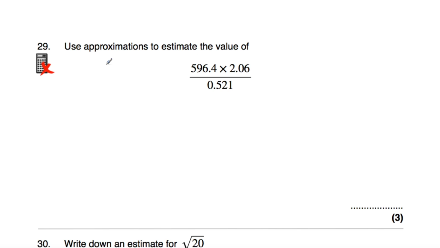Okay, let's have a look at our next question, question number 29. So question number 29 says, use approximations to estimate the value of 596.4 multiplied by 2.06 all over 0.521. So what we're going to do here is we're going to round each of these numbers to one significant figure.